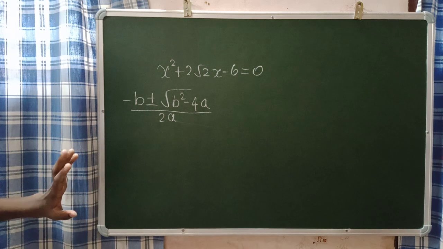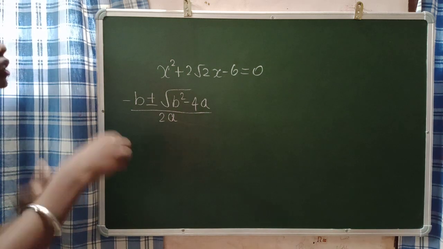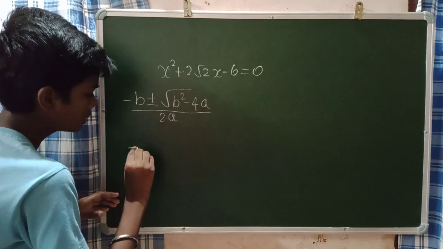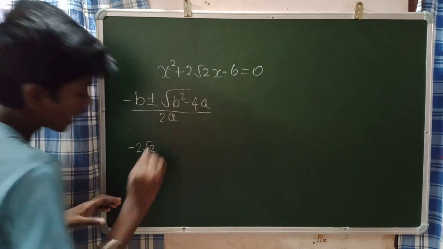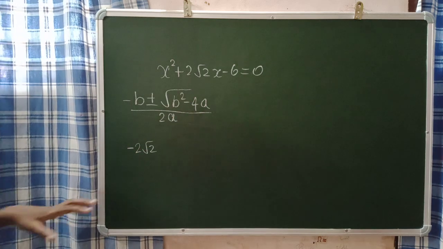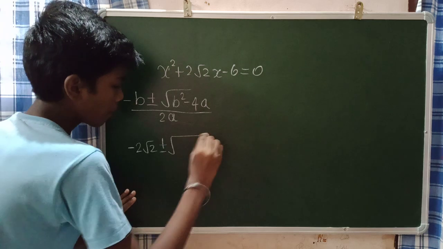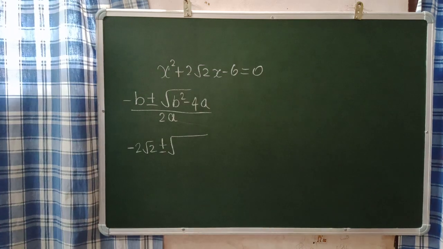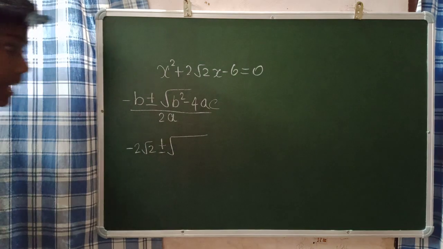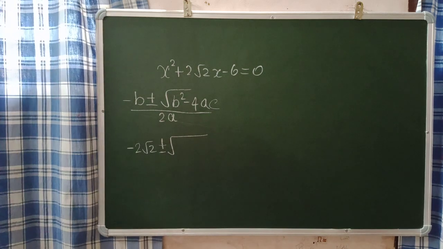Here, what is the value of b? That is 2 root 2. So, minus b will be nothing but minus of 2 root 2. I am just finding the value of minus b, as your b value is 2 root 2. Then plus or minus root of b square minus 4ac. Guys, I need to write 4ac, okay?